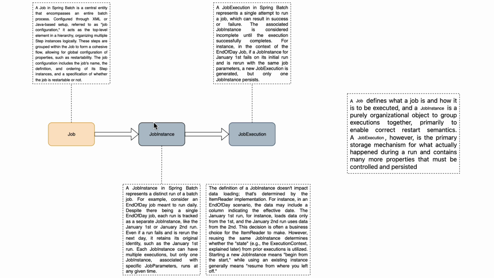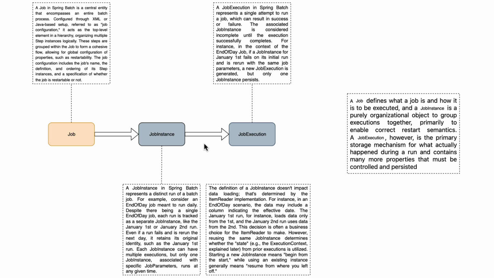So each job instance can have multiple executions, but only one job instance is associated with specific job parameters at any given time. So the definition of a job instance doesn't impact data loading. That's determined by the item reader implementation. For instance, in an end-of-day scenario, the data may include a column indicating the effective date. The January 1st run, for instance, loads data only from the 1st, and the January 2nd run uses data from the 2nd. This decision is often a business choice for the item reader to make.